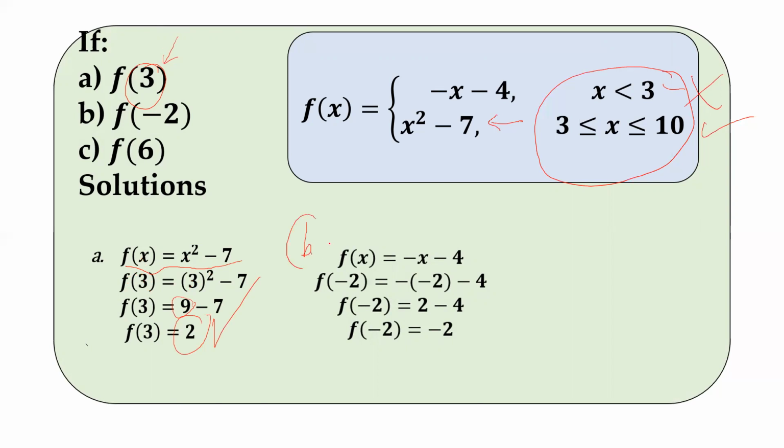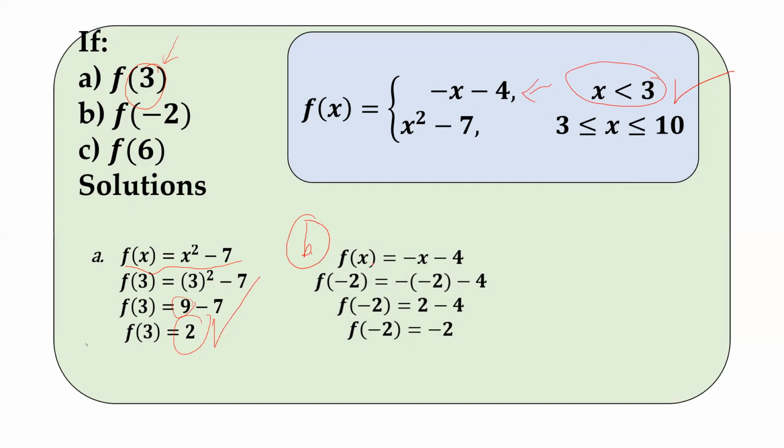For letter B, we have to evaluate first what function we will use. We will refer to our interval. Negative 2. Is negative 2 less than 3? Yes. Therefore, we will not proceed to the next option because we already have this one. We will use the function negative x minus 4.